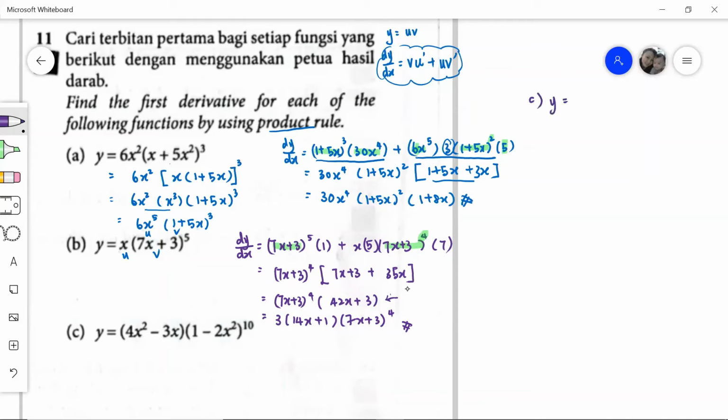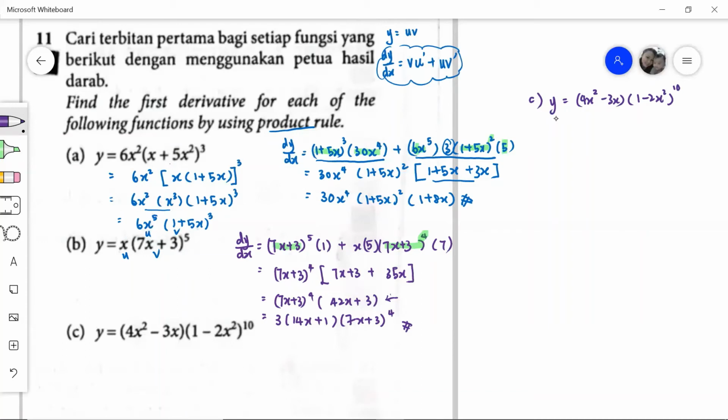So y equals 4x squared minus 3x times 1 minus 2x squared raised to the power of 10. Now for this, I would not factorize it because in order for me to use the product rule, we have to write y as the product of two different expressions. So we already have 2 here, so we don't want to create another one, so I don't factorize the x. So unlike A, I have 2, whereby if I factorize the x, that factorized x can combine with the 6x squared and become one expression by itself.